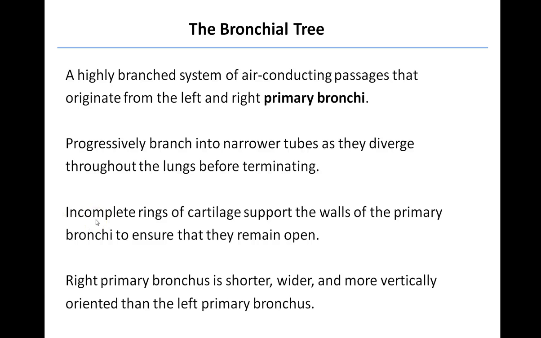You will also have hyaline cartilage supporting the walls of the bronchi. However, rather than the nice C-shaped segments that we saw in the trachea, the cartilage here tends to be more like incomplete plates. And eventually, as the airways get smaller and smaller, the cartilage will disappear. An interesting fact, at the first of the bronchi that we see, the right primary bronchus is shorter, wider and more vertically orientated than the left primary bronchus.